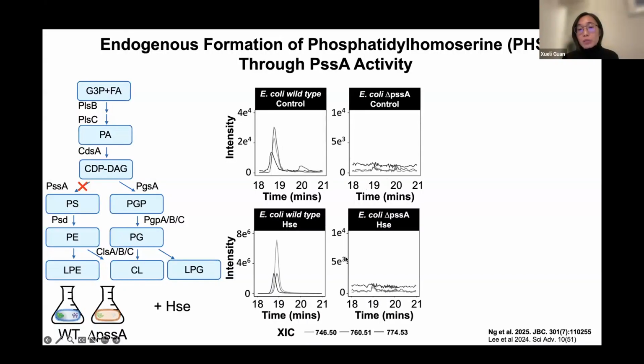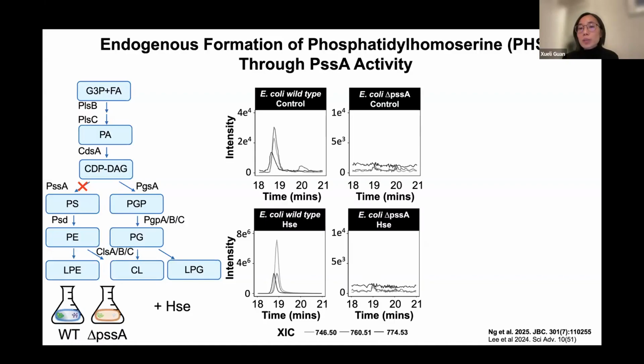With the incorporation, it further confirms that there is no accumulation of phosphatidylhomoserine in the mutant. And this definitely helped us to confirm that this lack of accumulation is not due to limited substrate, as we have given quite a high concentration of homoserine.